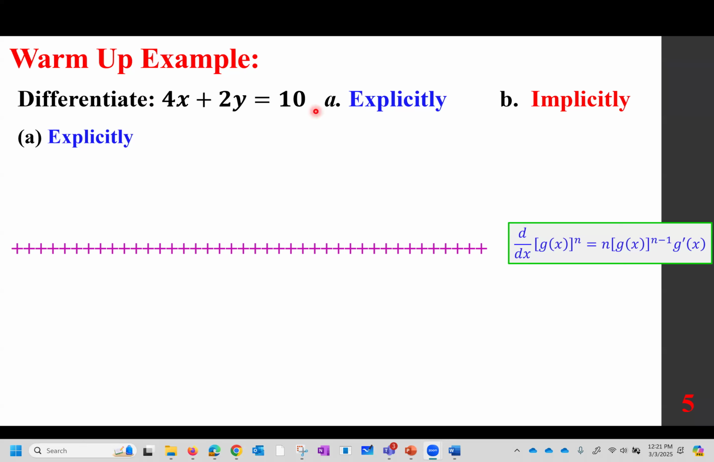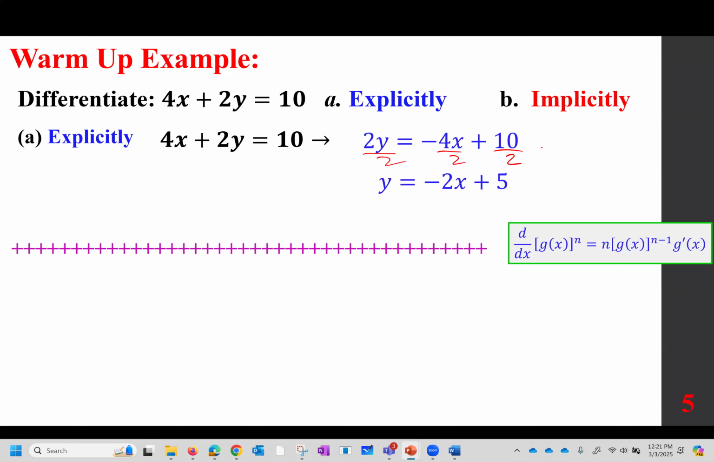And we are going to do it explicitly first, meaning we are going to solve for y. To solve for y, first we move the 4x. We make a negative 4x on the right side. Then we divide everything by the coefficient of y, which is 2. And as you can clearly see, the derivative y prime or dy dx is simply negative 2.